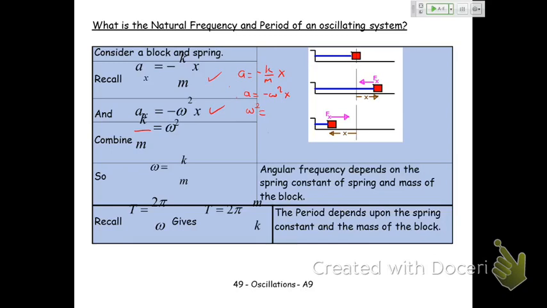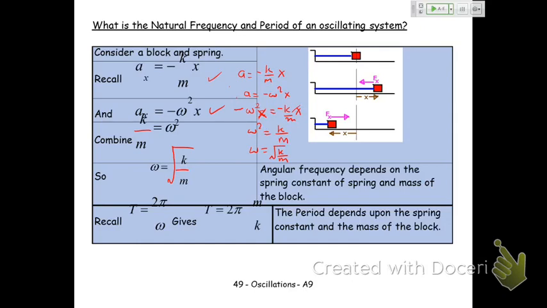What we do is we say, let the two A's equal each other. So I'm going to get minus omega squared X is equal to minus K over M times X, and the X's cancel. So I get omega squared is equal to K over M. And so omega equals the square root of K over M. Now, omega is the frequency.